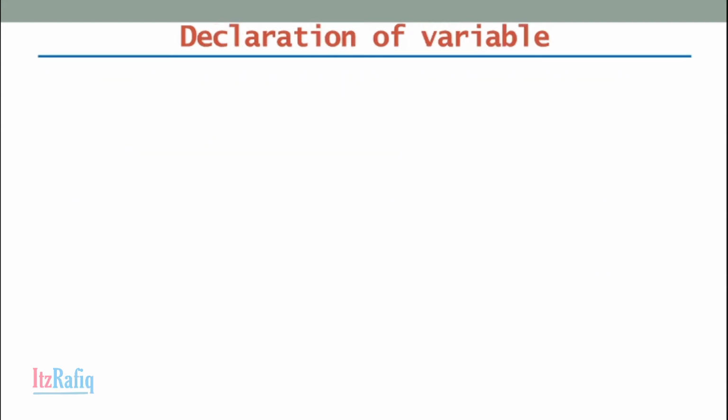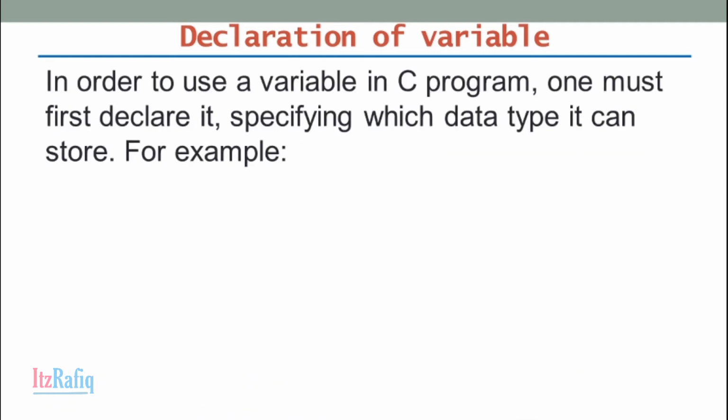Declaration of variable. How we'll declare a variable? In order to use a variable in C program, one must first declare it, specifying which type of data it can store. For example, int roll means this roll variable will store integer type of data. Integer type of data means numbers like 1, 2, 3 and so on. Float marks. Here marks variable will store floating point numbers like 22.3, 24.5 etc.